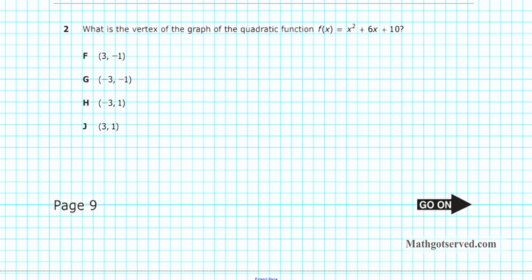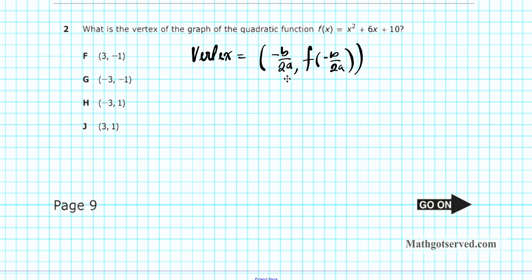All right, let's take a look at question 2. We're asked, what is the vertex of the quadratic f of x equals x squared plus 6x plus 10? So we're going to find this using the formula. The vertex equals negative b over 2a, comma, f of negative b over 2a.